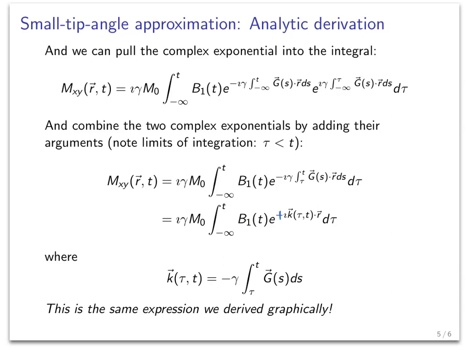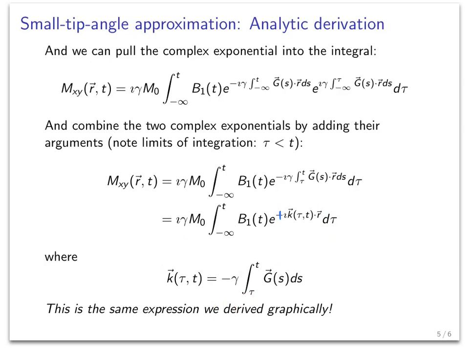And then k of tau comma t is equal to minus gamma times the integral from tau to little t of Gs ds. So this is the same expression that we derived graphically, right? So we just showed how to derive this same result analytically. So again, we have this Fourier transform relationship between the magnetization and the RF pulse, where we are taking the Fourier transform along the excitation k-space trajectory, which is defined here as the integral of the remainder of the gradient from the current point in time at which we knock down that little bit of magnetization.